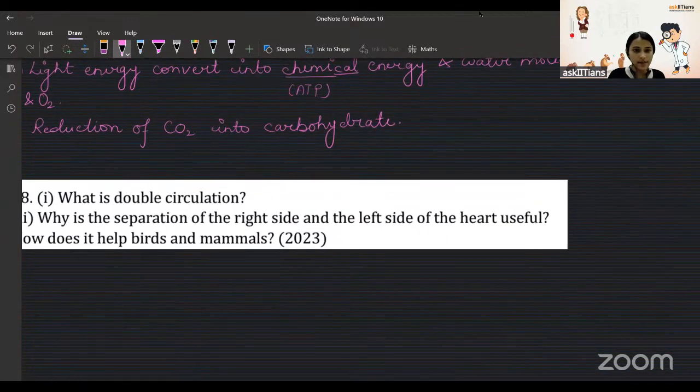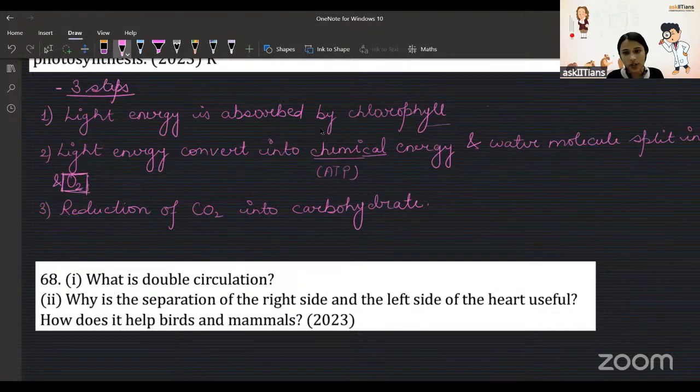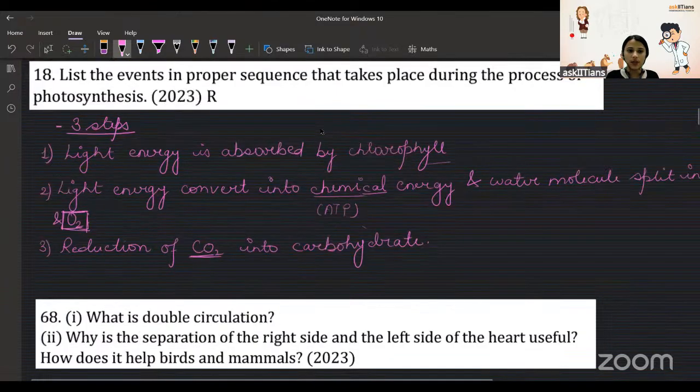And this oxygen is released as a byproduct. We know now, at the time of photosynthesis, oxygen is released. So this oxygen will release as a byproduct, and hydrogen will combine with this carbon dioxide and convert it into your carbohydrate. So these are the three steps. Okay.